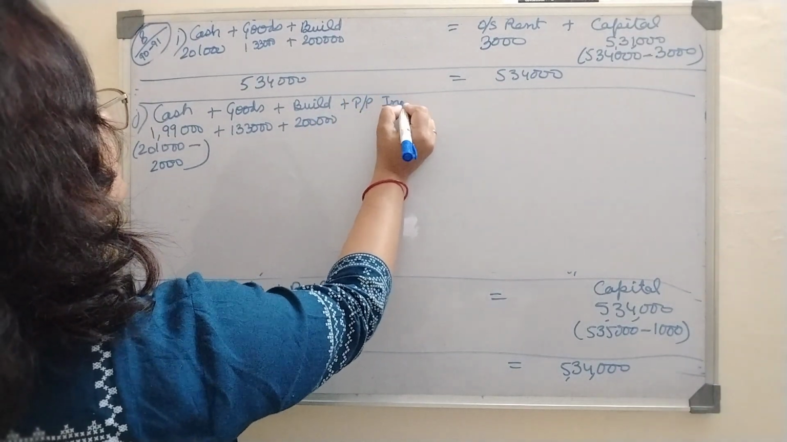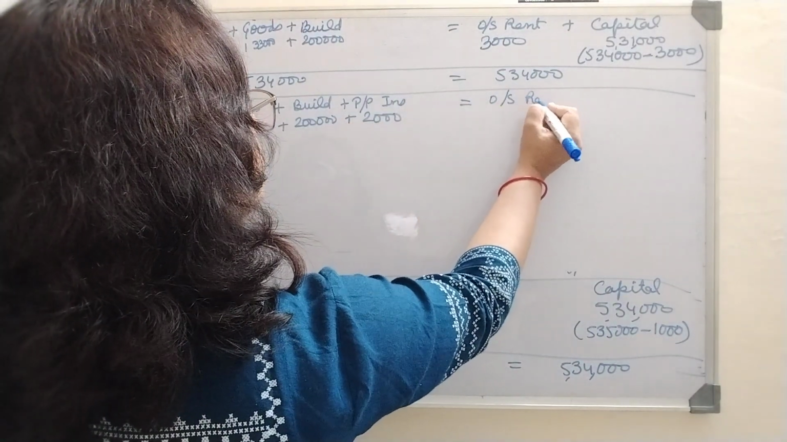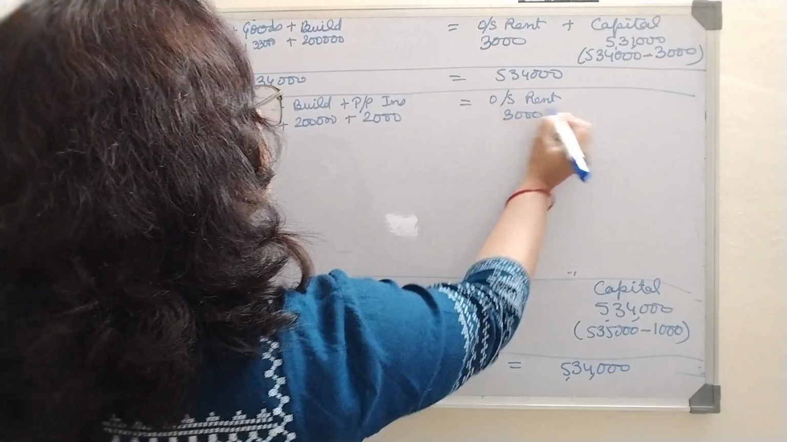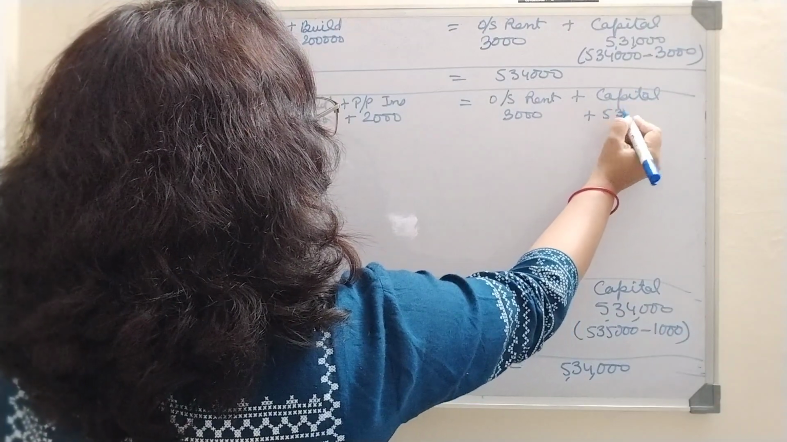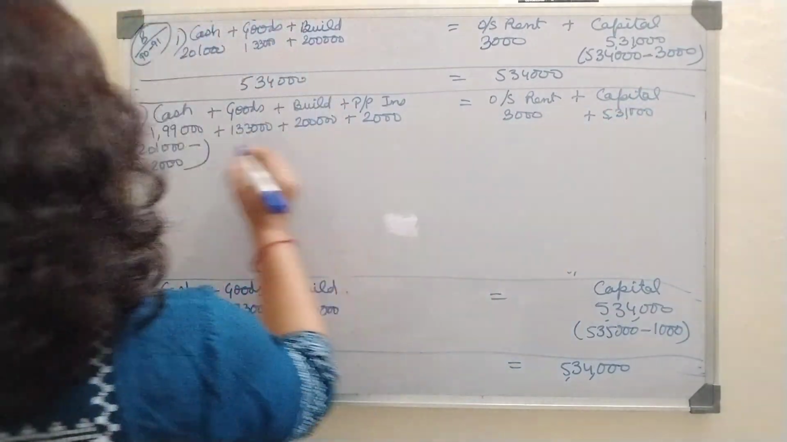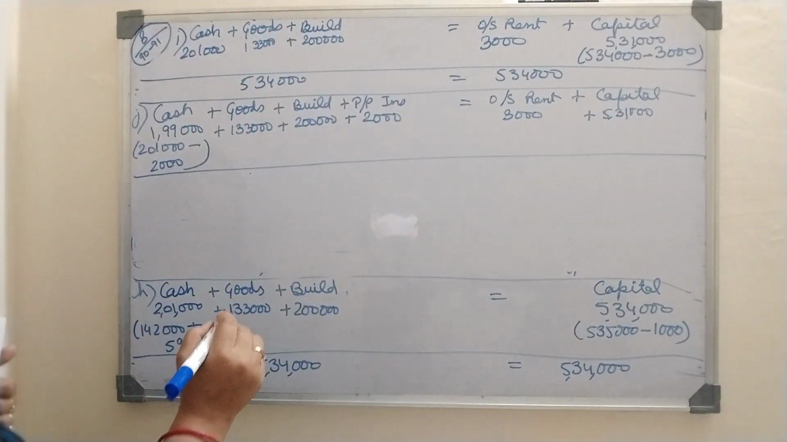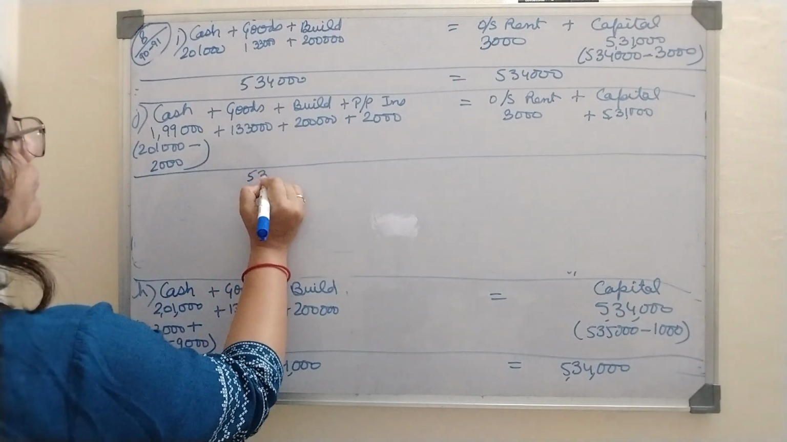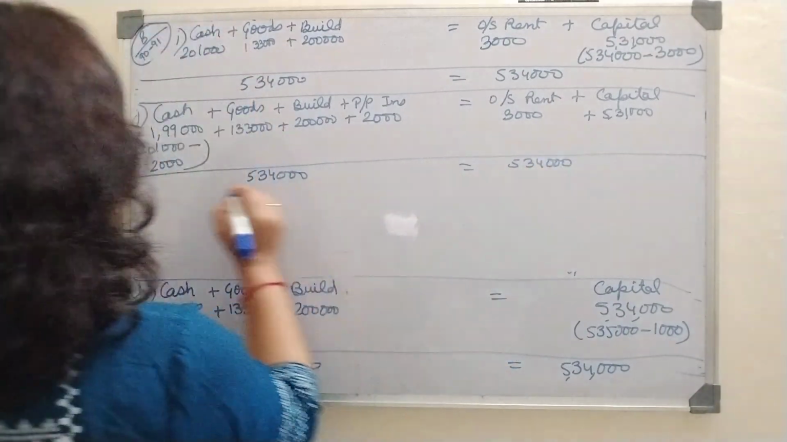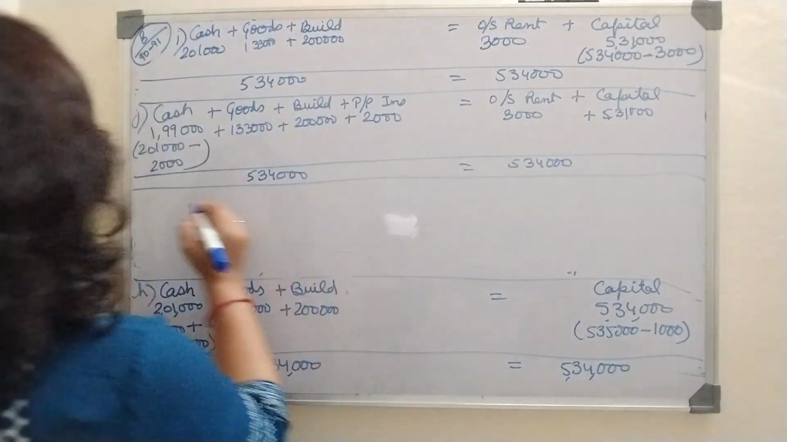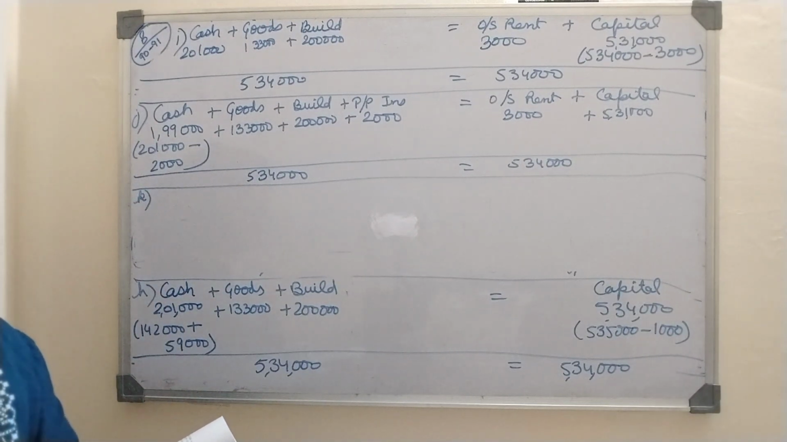Prepaid insurance is 2,000. Right? So again the total will remain the same because the effect is on one side. 5,34,000. Okay. Now the K part says commission received by him 13,000.